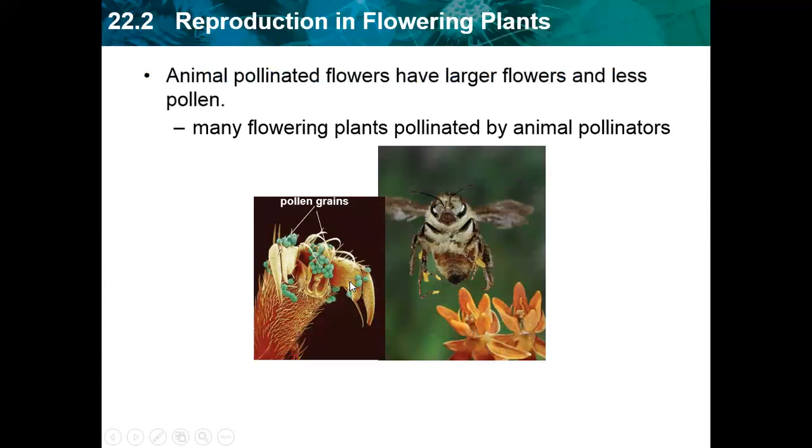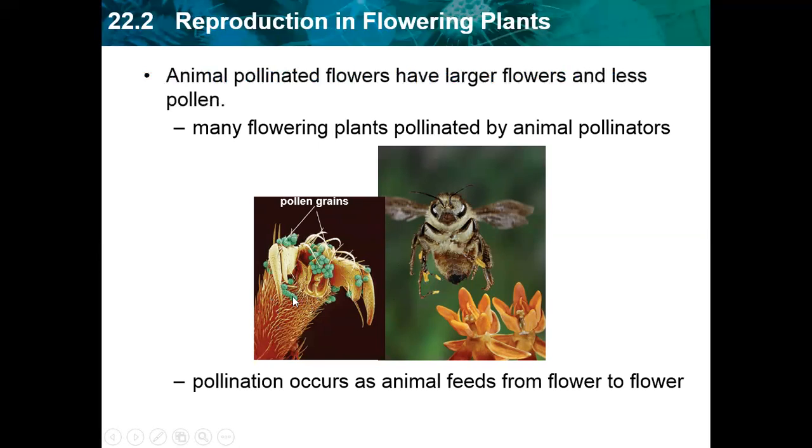Many flowering plants are pollinated by animal pollinators. This is an example of a pollinator, a bee, moving from one place to another in the flower. And you can see some stuff sticking to the body. You will see the pollen grains stick to the mouth. So when it moves to the other flower to suck the nectar, it drops the pollen mistakenly on the stigma of the flower.